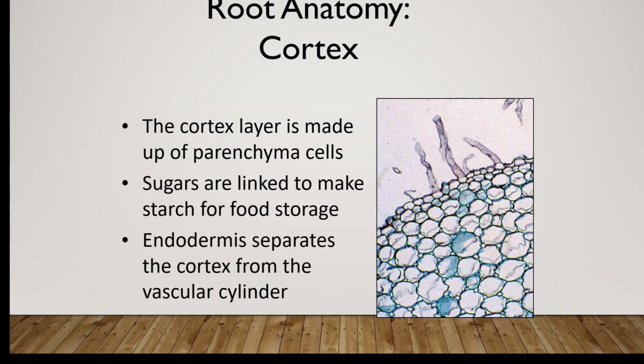The cortex layer is made of parenchyma cells. Sugars are linked to make starch for food storage. And the endodermis, that's the inner portion, separates the cortex from the vascular cylinder.